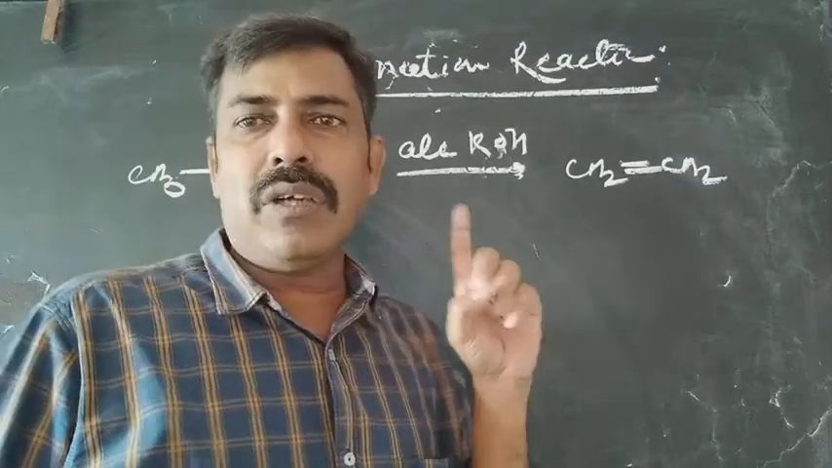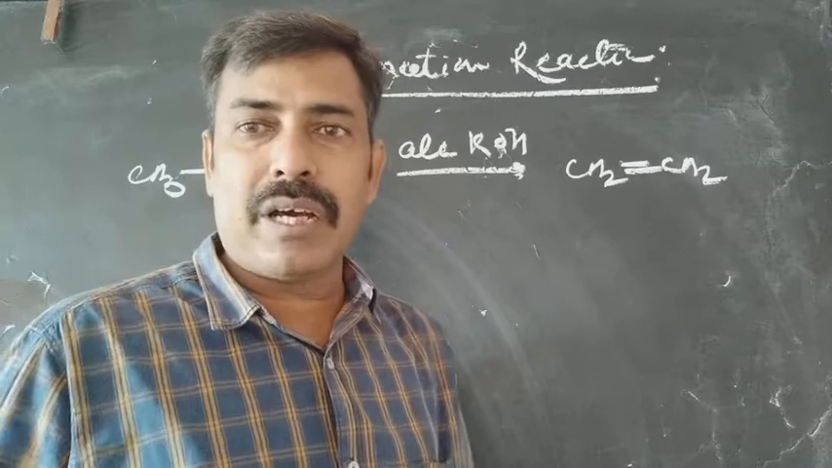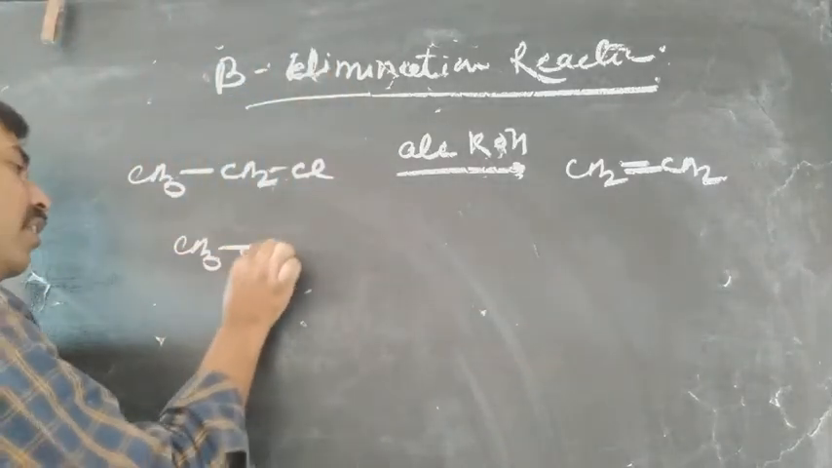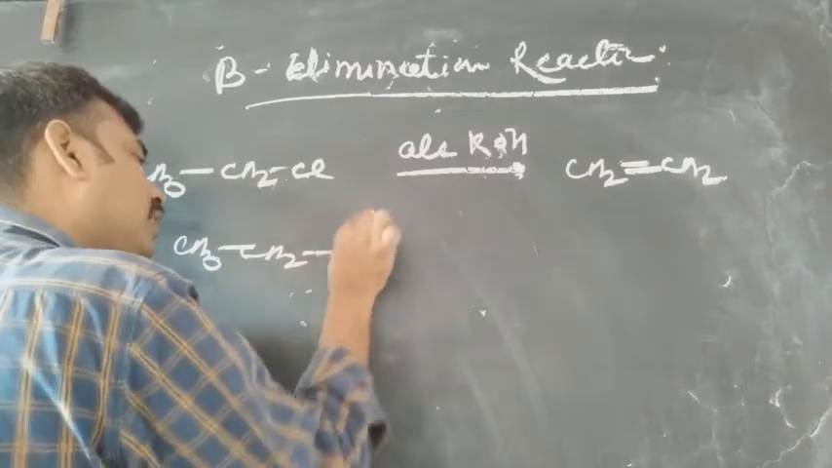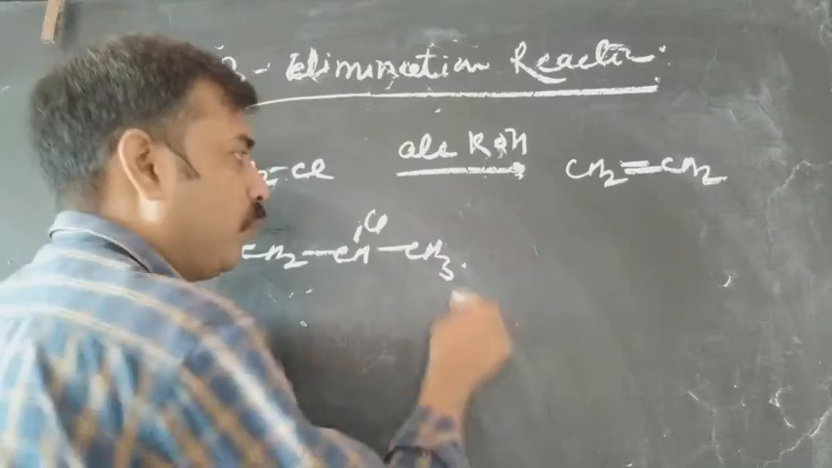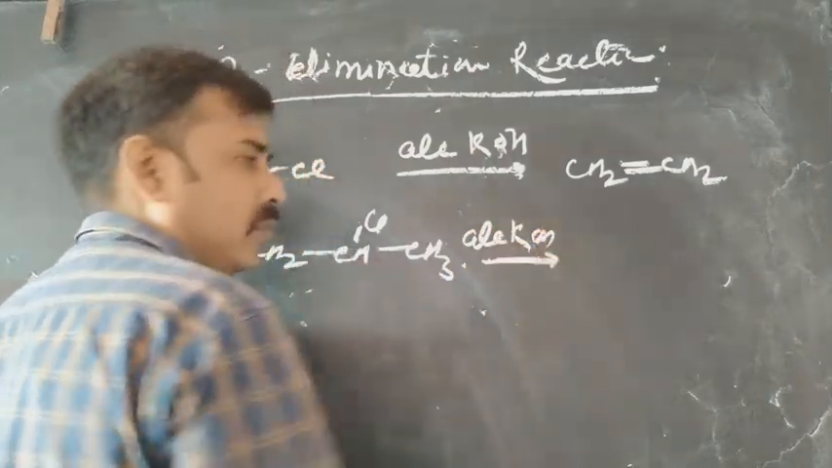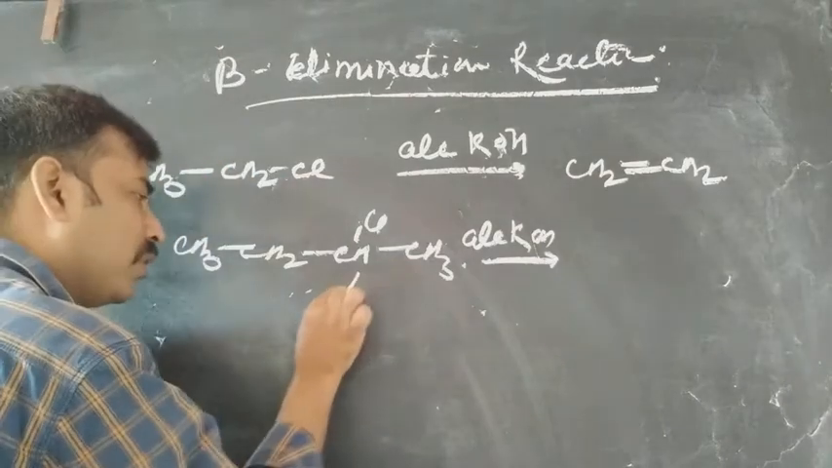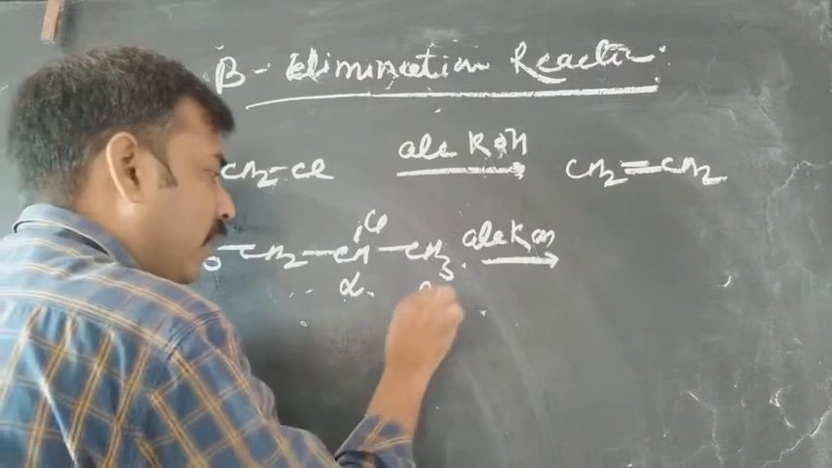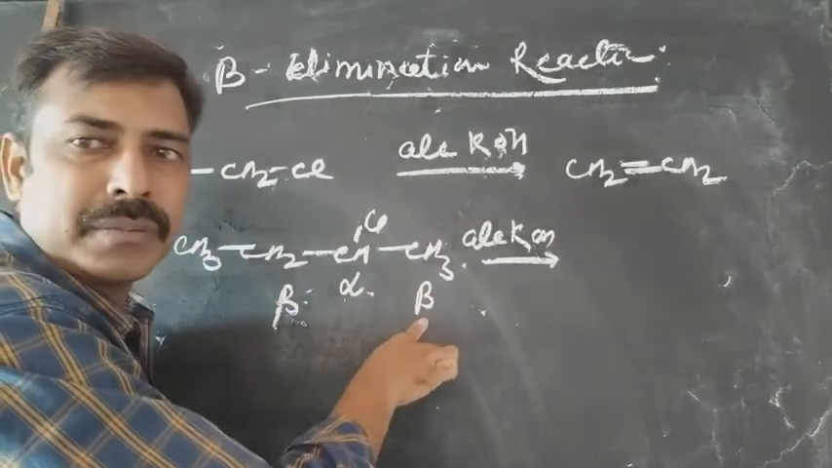In this case there was only a single beta carbon, but if there is more than a single beta carbon, what will be the condition? This is the compound CH3CH2CHClCH3, that is 2-chlorobutane, in the presence of alcoholic KOH. This is the alpha carbon, and the carbon directly attached to the alpha carbon is called the beta carbon. So there are two beta carbons.